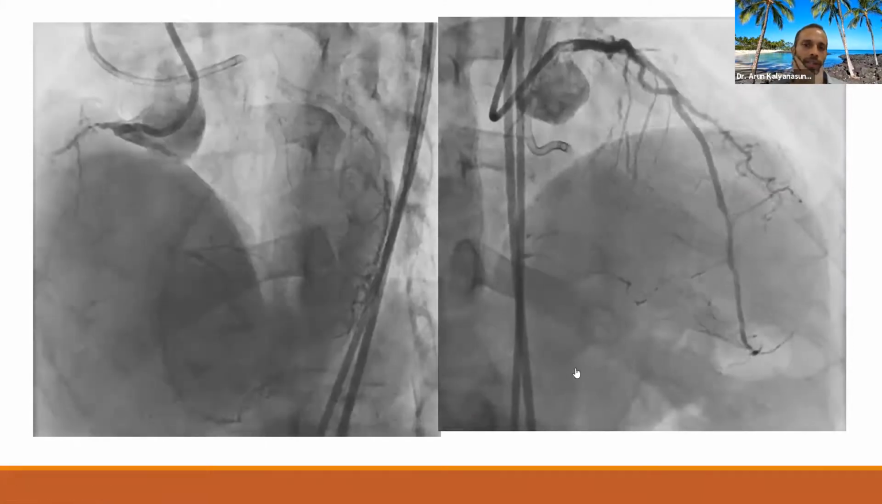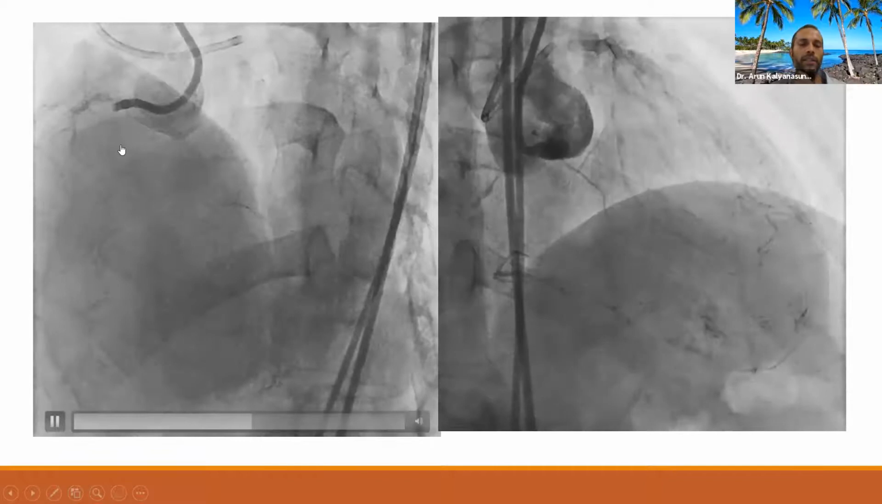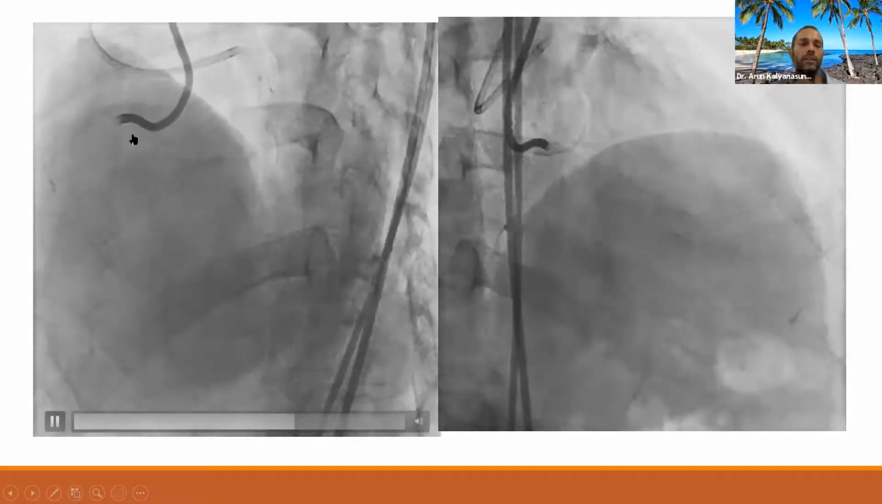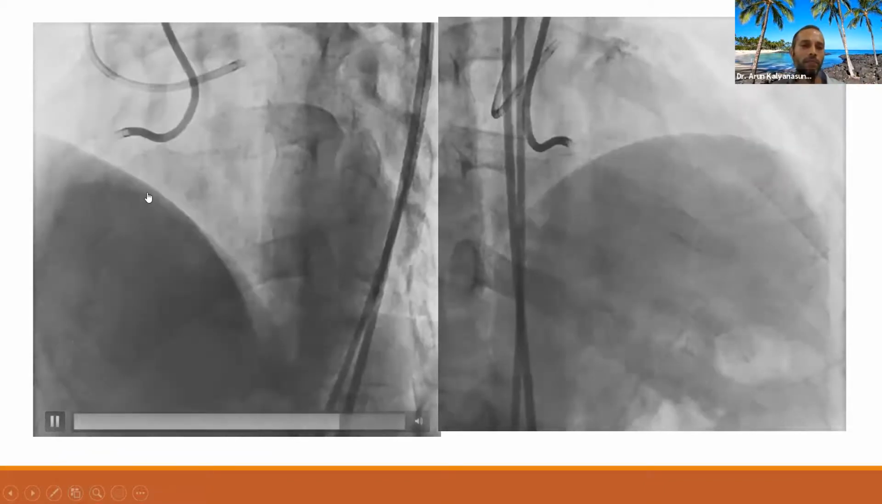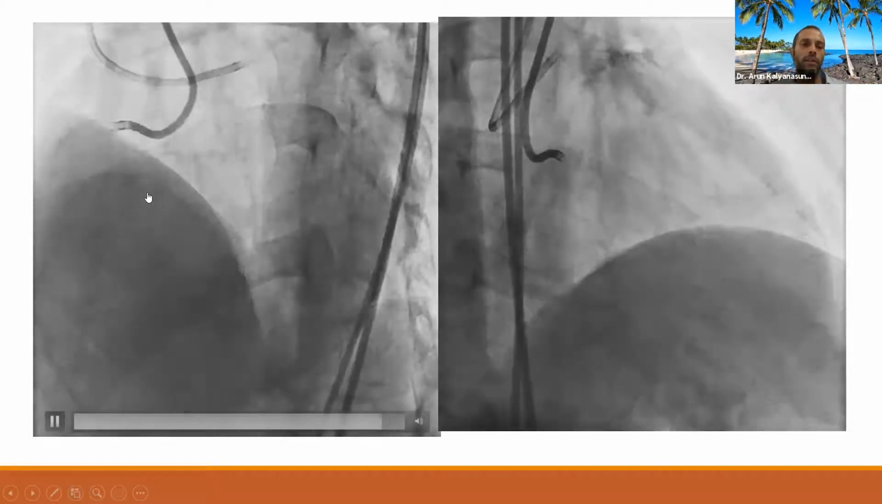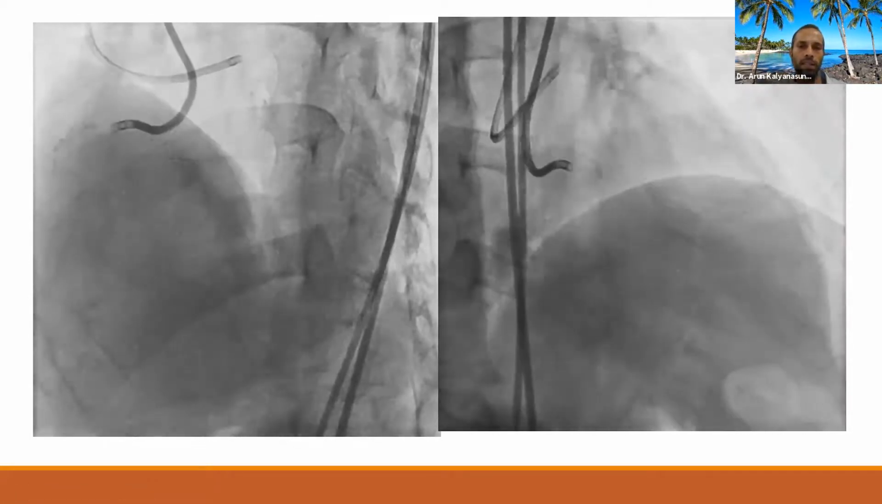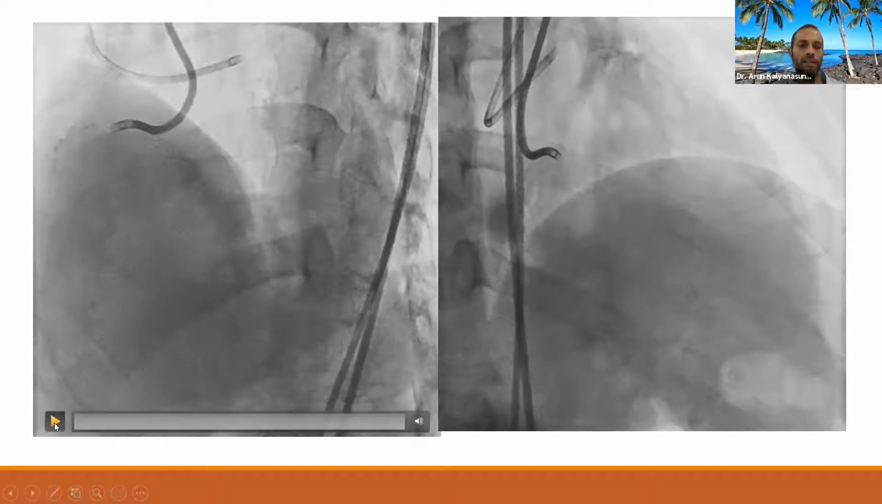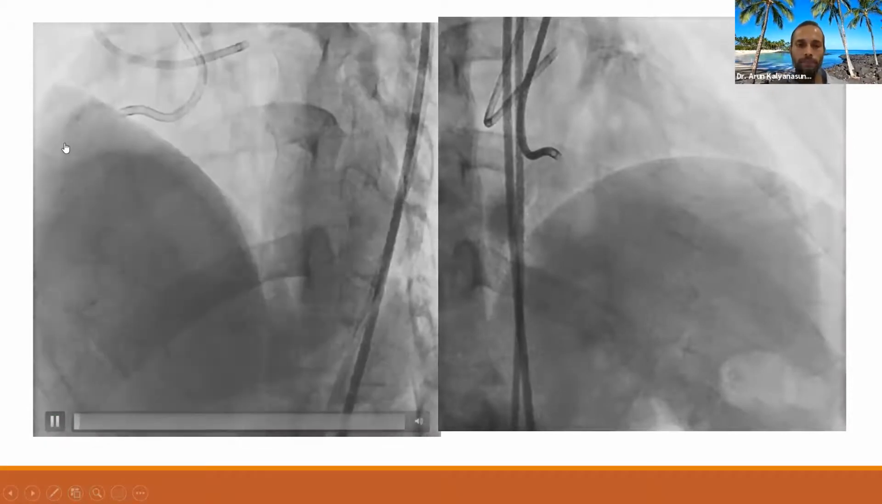So it's an RCA CTO, not a super challenging collateral, but a lot of calcium, and it's maybe 100 millimeters long. So that's kind of what we're dealing with. And you can already see here, there's a lot of calcium out there.